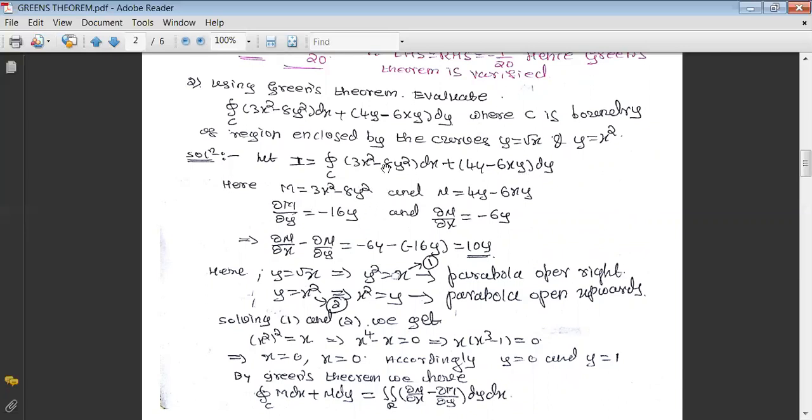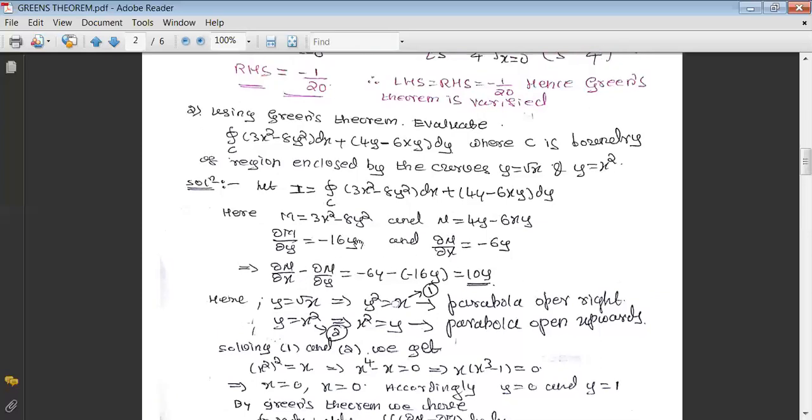Now, once you compare this with Green's theorem, the LHS of Green's theorem is the integration over a closed curve of M dx + N dy. M is the coefficient of dx, N is the coefficient of dy. That's why we can write M = 3x² − 8y² and N = 4y − 6xy. The partial derivative of M with respect to y is −16y, because we treat x as constant, so this goes to 0. The partial derivative of N with respect to x, treating y as constant, becomes −6y.